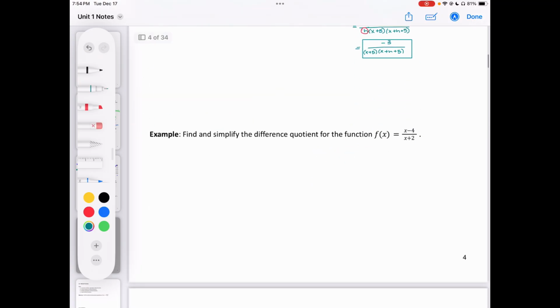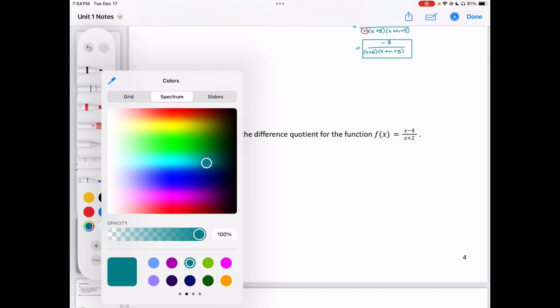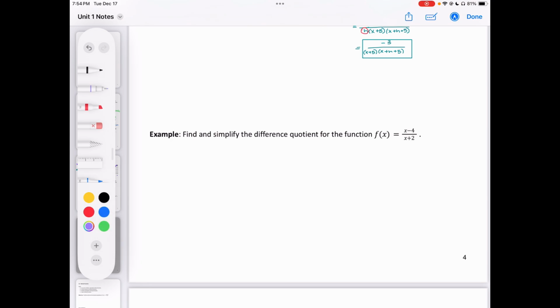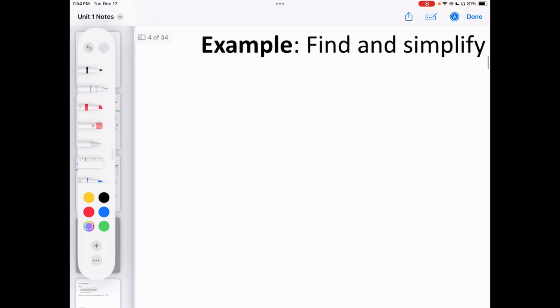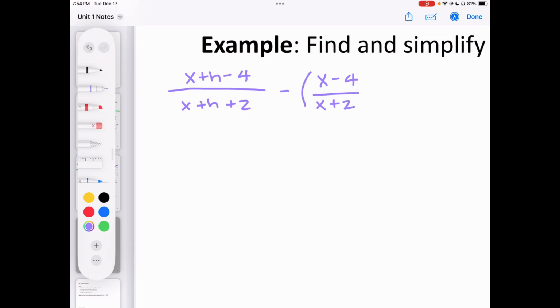Let's do this last one. Now we have a rational. We all love the rationals, okay? So we need to make sure that we have x plus h for both the top x and the bottom x. So x plus h minus 4 over x plus h plus 2 minus x minus 4 over x plus 2. Okay.